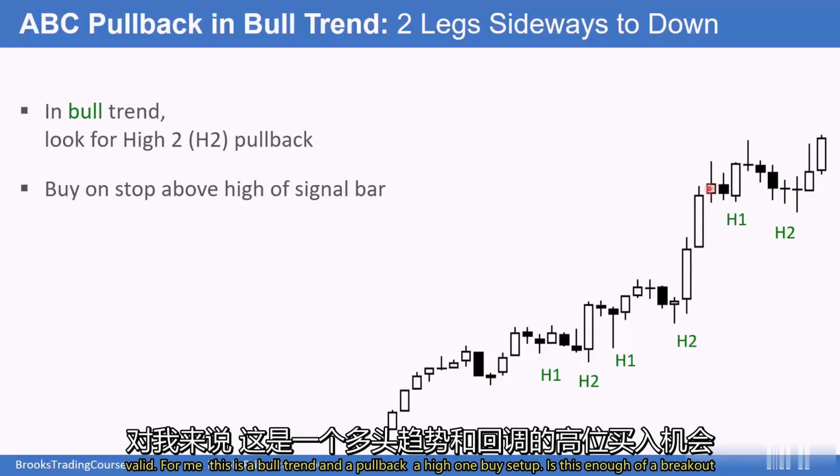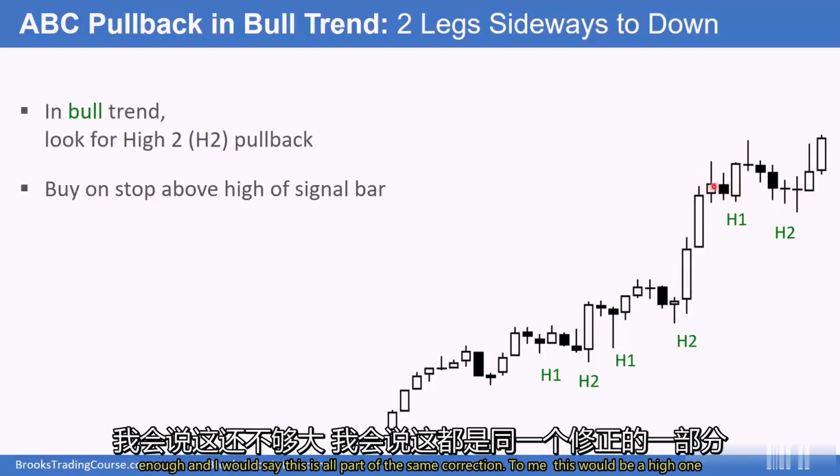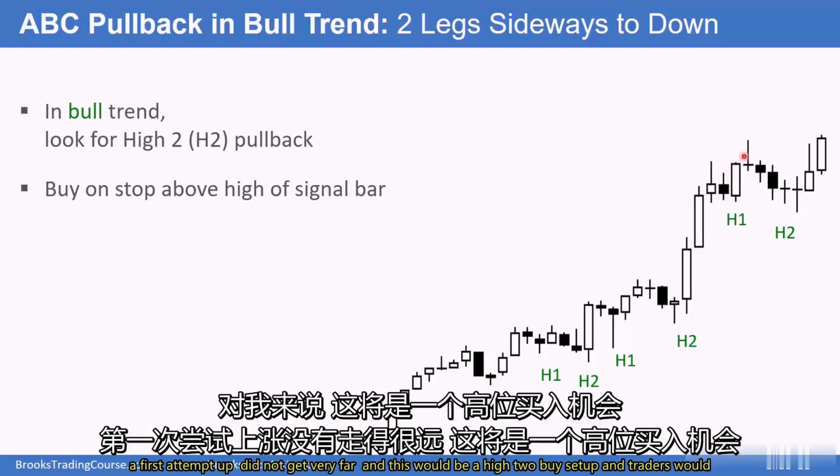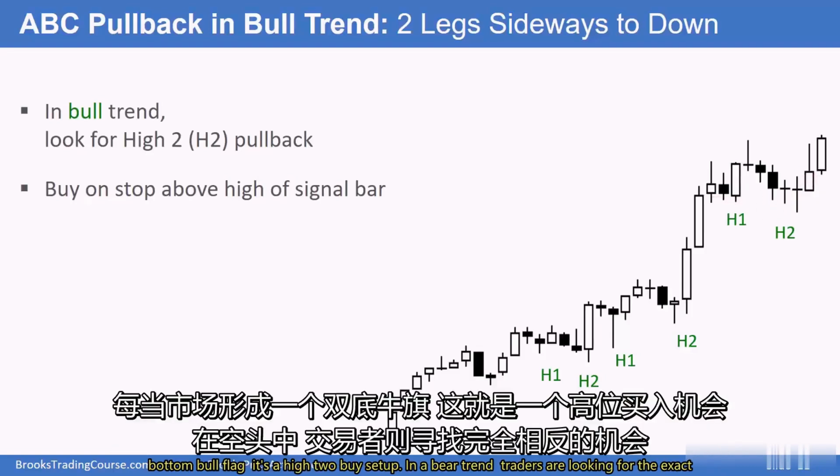For me, this is a bull trend and a pullback, a high one buy setup. Is this enough of a breakout for me to restart the count and call this another high one? You can. I would say that it's not big enough, and I would say this is all part of the same correction. To me, this would be a high one, a first attempt up, did not get very far, and this would be a high two buy setup, and traders would buy above the high of that bar or above the high of this bar. Anytime the market forms a double bottom bull flag, it's a high two buy setup.